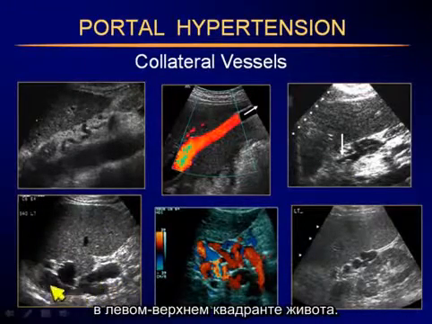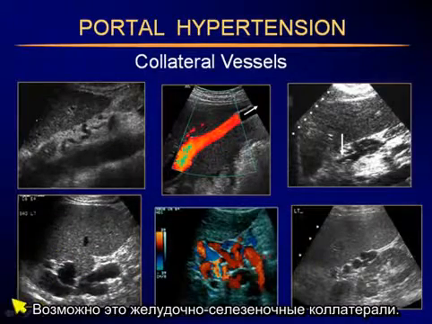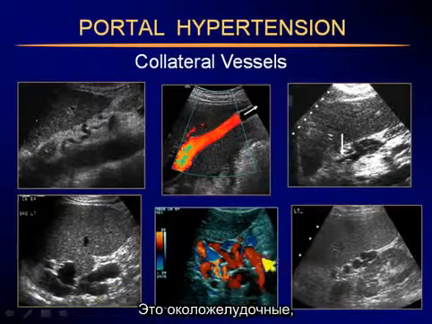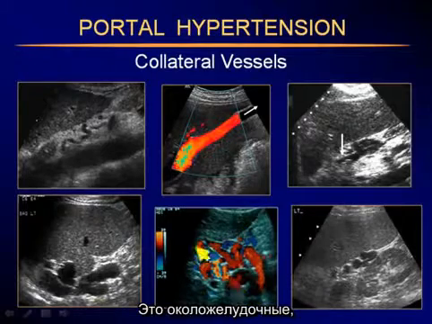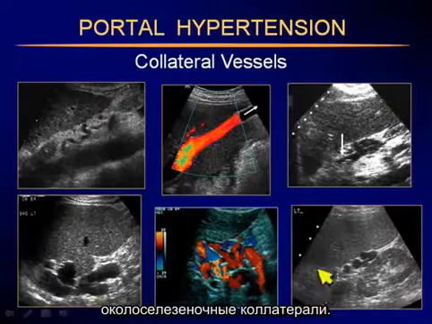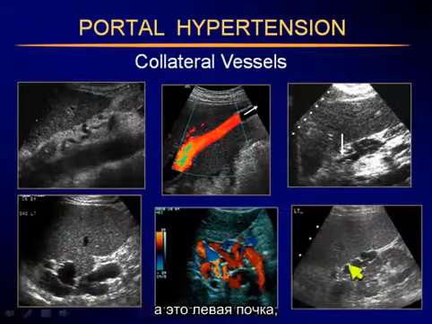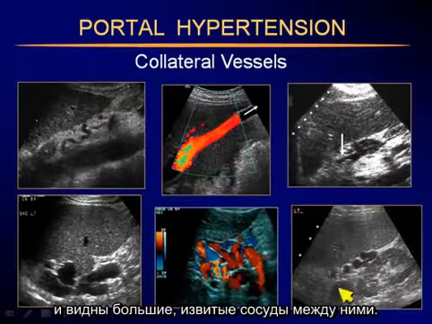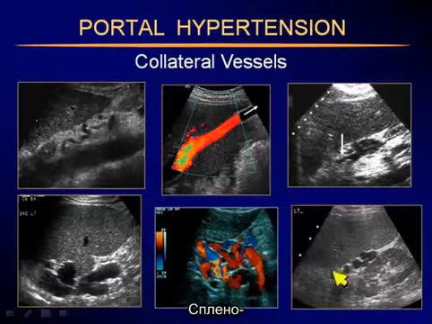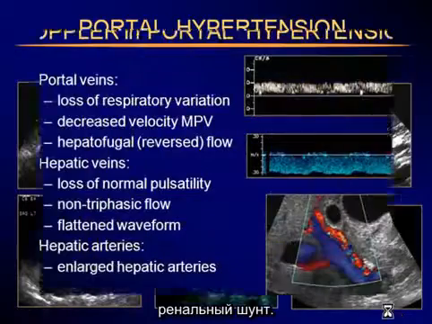Here's a spleen with large vessels around it, up in the left upper quadrant. Perhaps these are gastrosplenic collaterals. Here's perigastric or perisplenic kind of collaterals. Here's a large spleen with the left kidney, and there's a large tortuous vessel in between, a splenorenal shunt.